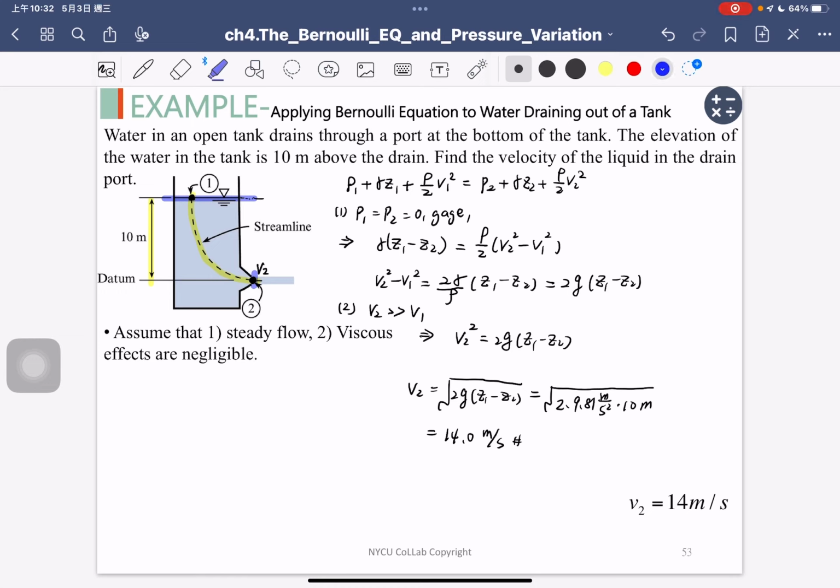Okay, so the idea is very simple. We just repeatedly write down the Bernoulli equation, and we see what items we have. If we don't have the information for some items, that means we should neglect them. Then we can find out how fast the velocity is in our problems.